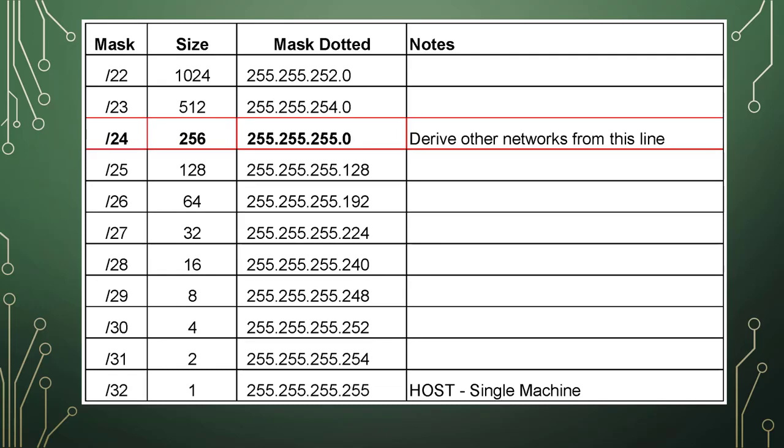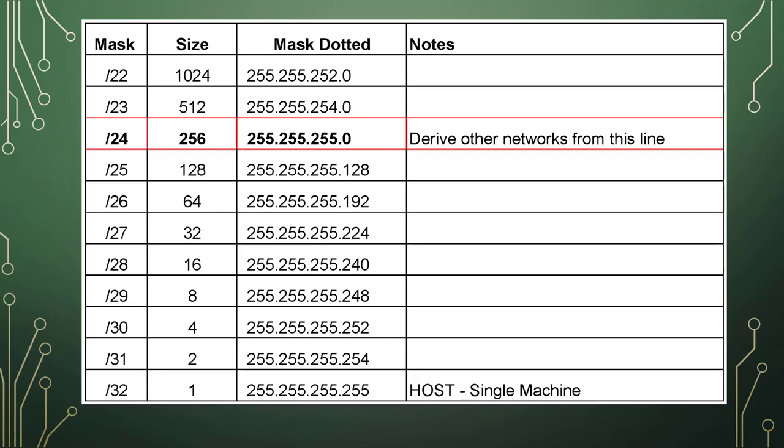And if we can remember the simple rule that every time I divide the network in half, I add 1 to the slash notation, so a /24 divides into two /25s, and they're each size 128. Some of the other information I put out here, just so that you can have it, the mask dotted and notes fields, so that you can remember it.